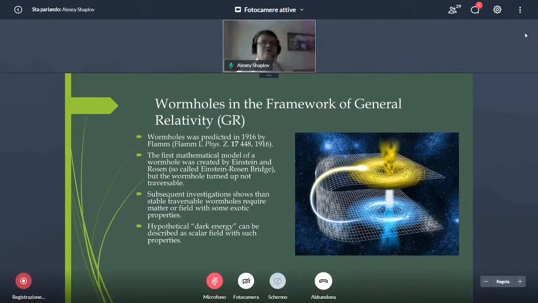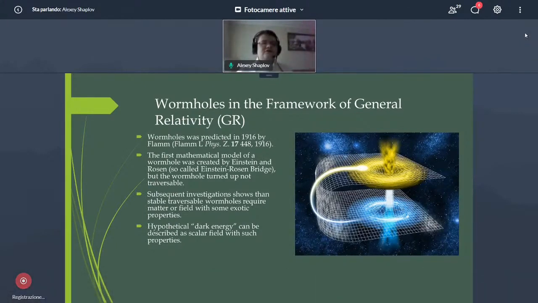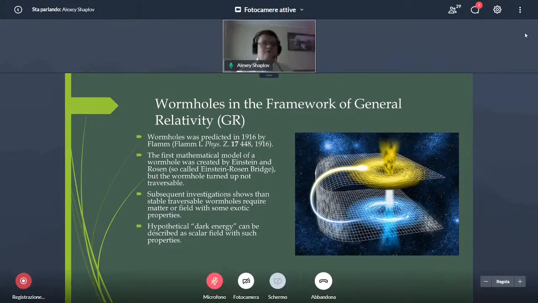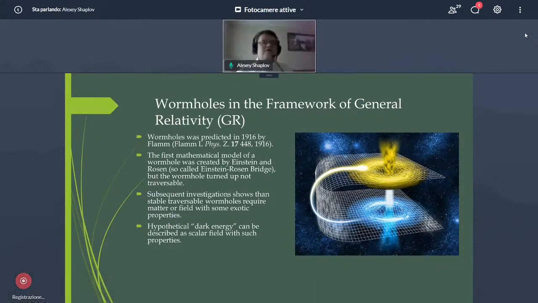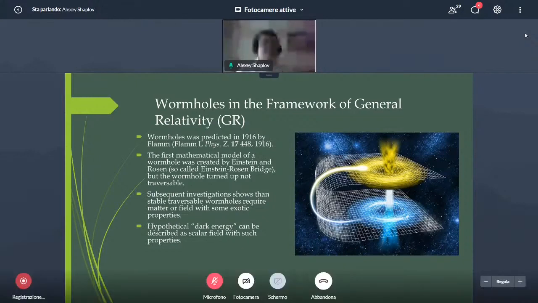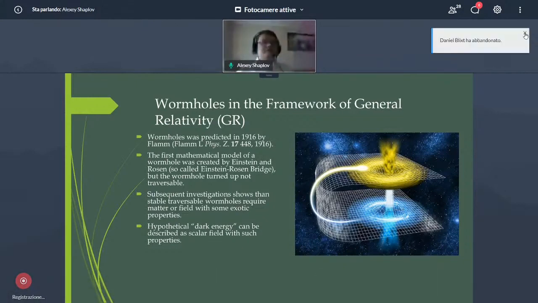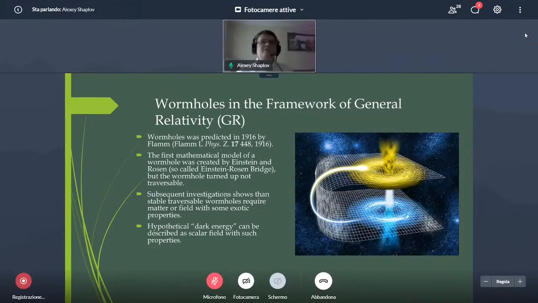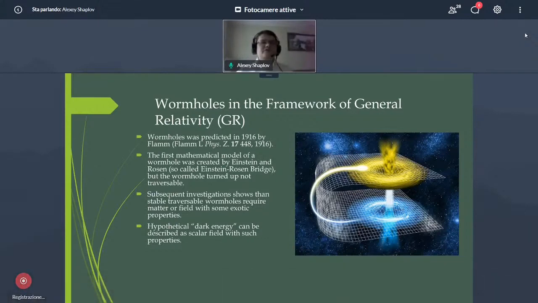Subsequent investigation showed that stable traversable wormholes require matter or fields with some exotic properties. It is interesting that hypothetical dark energy can be described as a phantom field with such properties. There is interest in theories which have such fields, and the five-dimensional projective unified field theory is one of them.